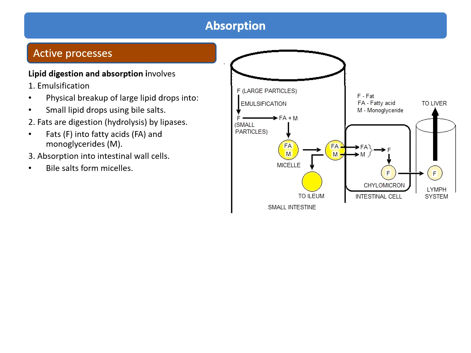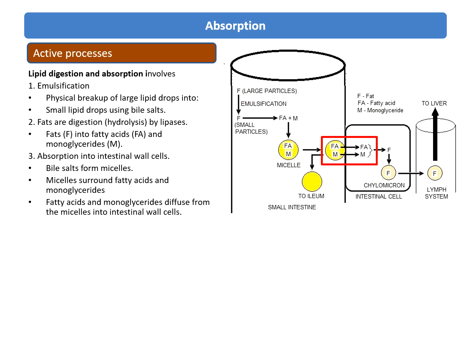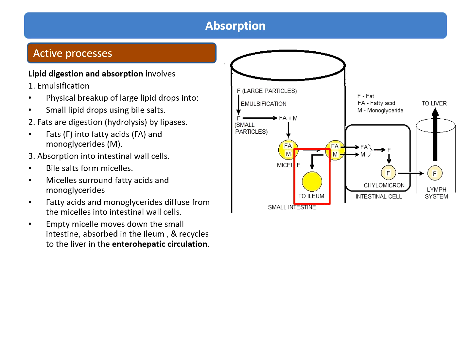The bile salts form micelles. The micelles surround the fatty acids and the monoglycerides, and the fatty acids and monoglycerides diffuse from the micelles into the intestinal cell wall. The micelles have come in contact with the intestinal wall, which allows this to happen. Empty micelles then move down the small intestine and are absorbed through the wall of the ileum and recycled to the liver. This is called the enterohepatic circulation.